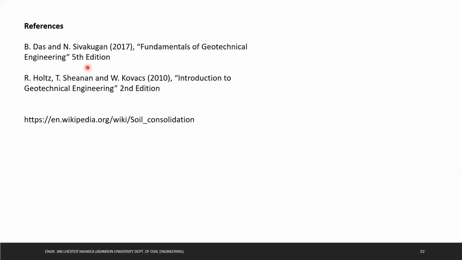Okay, so for the reference of our discussion today, we have Das and Sivakugan, Fundamentals of Geotechnical Engineering, Holtz, Shannon, and Kovacs, Introduction to Geotechnical Engineering, and the Principles of Geotechnical Engineering by Das, and the Wikipedia article on Soil Consolidation.